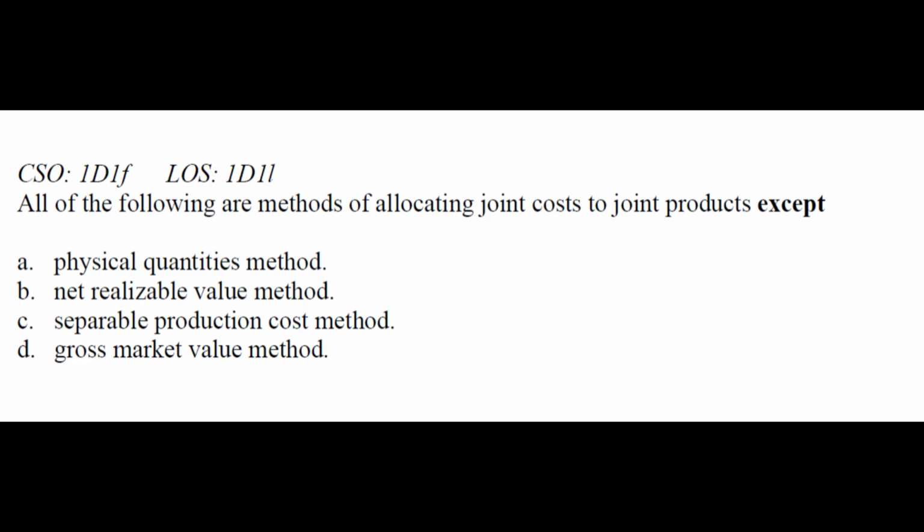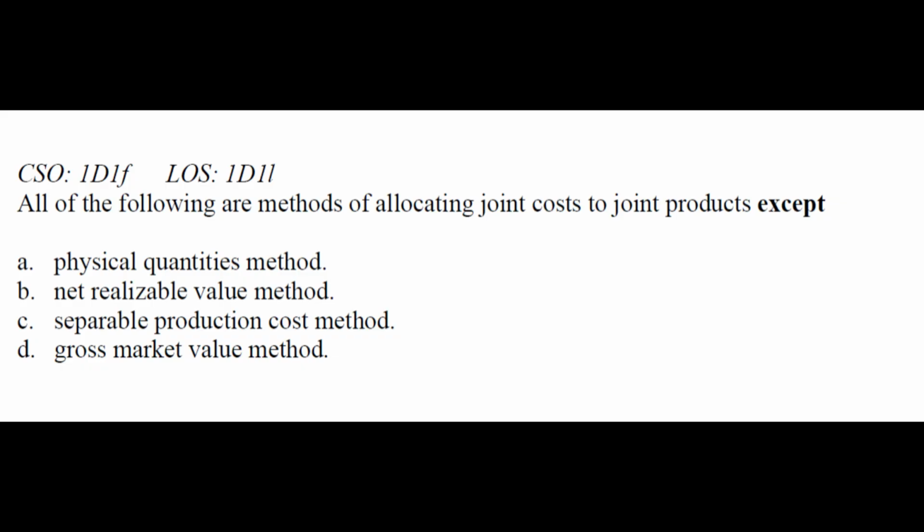Common accepted methods include: the physical quantities method, which allocates joint costs based on physical measures such as weight, volume, or units produced. The net realizable value (NRV) method allocates joint costs based on final sales value minus separable costs incurred after split-off. The gross market value method allocates based on relative sales value of products. These are standard approaches used in managerial accounting for assigning joint costs for inventory valuation and financial reporting. However, one option refers to a concept that is not a joint cost allocation method.